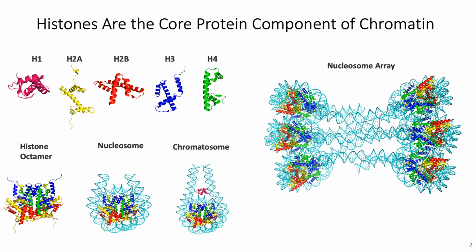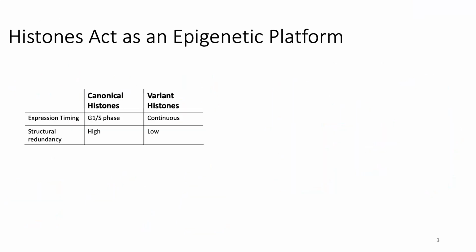But rather than just being static barriers to DNA accessibility, histones are actually highly dynamic. And consequently, they can also act as an epigenetic platform in a couple of different manners. And one of those manners is through the use of what are known as variant histones. Now, histones come in 2 flavors. They can be canonical histones or variant histones. And variant histones differ from canonical histones in a few different ways.